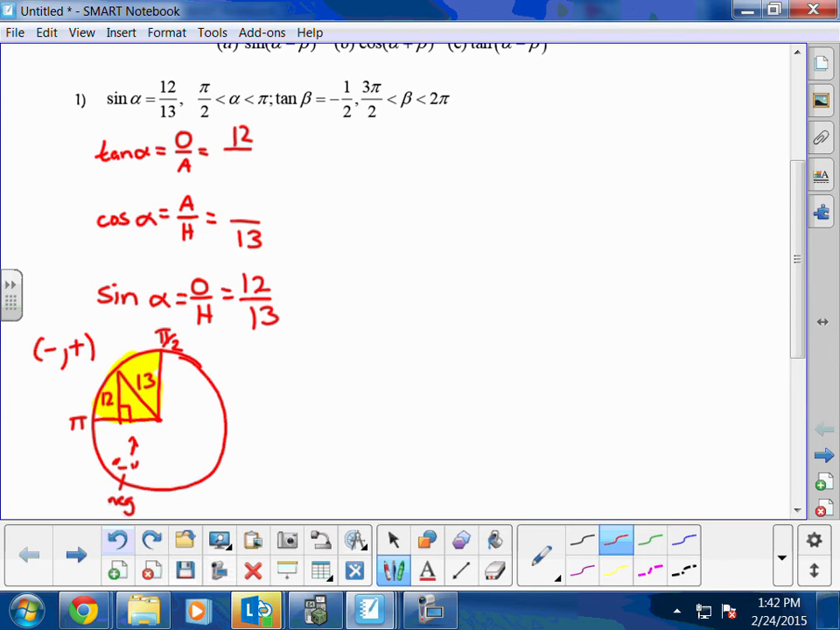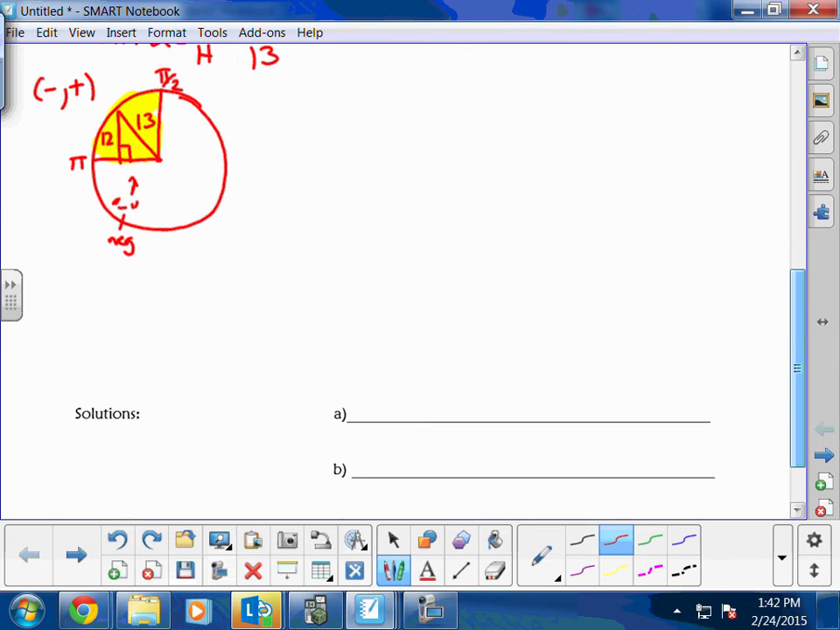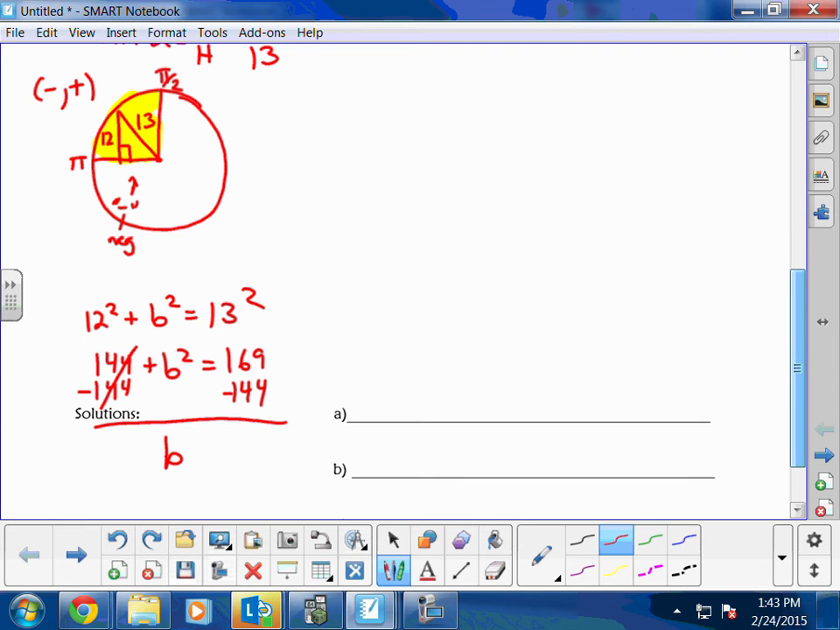So let's go ahead and actually find out what that answer is. And I'm going to do that by applying the Pythagorean theorem. So I'm going to go ahead and write down leg squared plus leg squared is equal to hypotenuse squared. I'll get 144 plus b squared is equal to 169. Subtract 144 from both sides. I'll end up getting that this crosses out. I'll get b squared is equal to 25. And when I take the square root of that, I find out that b is actually equal to 5.